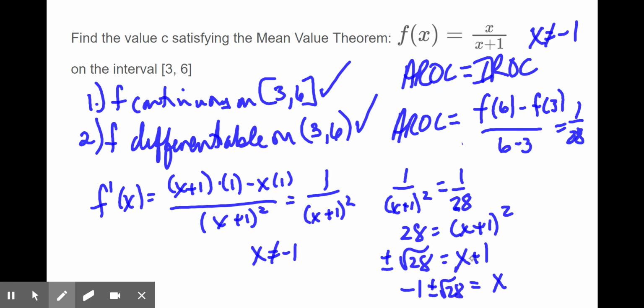Now, that's not the answer. There are not two answers here, because remember, the value of C that's guaranteed is somewhere between 3 and 6. Negative 1 minus square root 28 is a negative number, so that number doesn't work. We're going to throw that out, and we're going to let C be negative 1 plus square root 28 only. It can't be negative 1 minus square root 28. That's not between 3 and 6. And that's it.